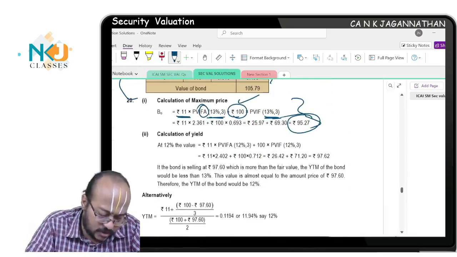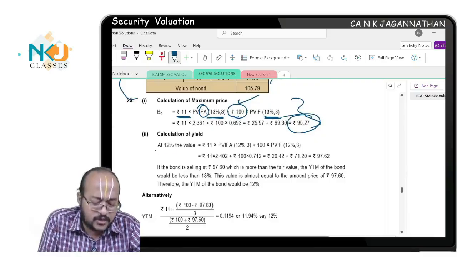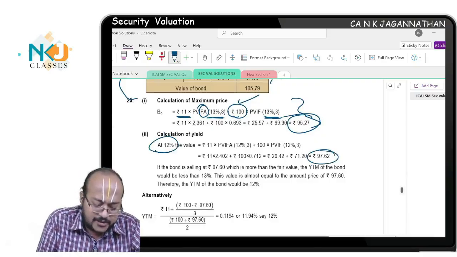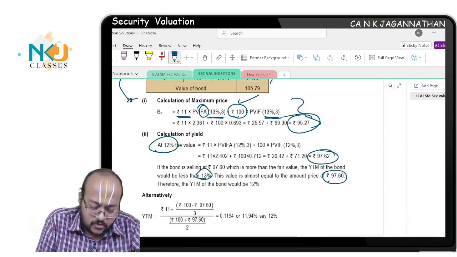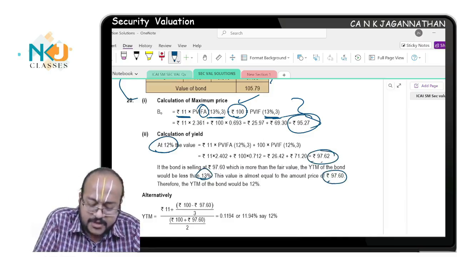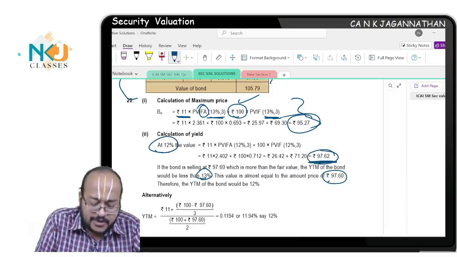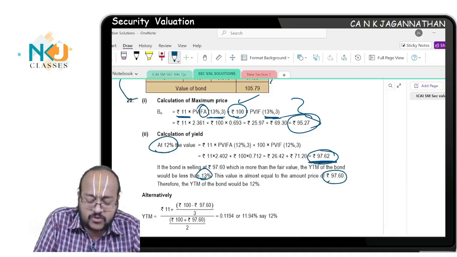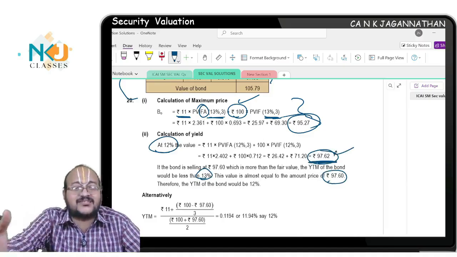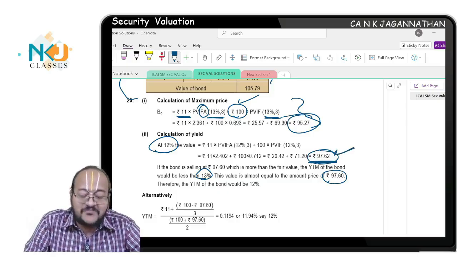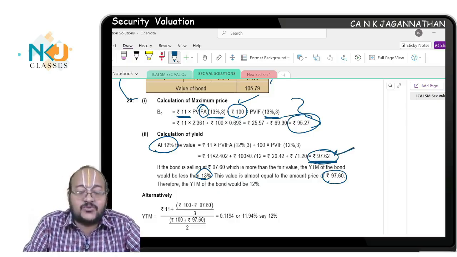See here what they have done now. At 12% they have found the value, and at 13% this is the value. At 12%, 97.62 is the value, and at 13% it is less than that. Here in this question, at 97.62, they have given it straight away, so you can find this out. That is not an issue.